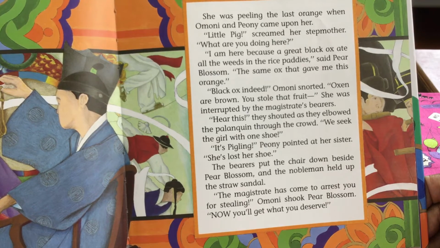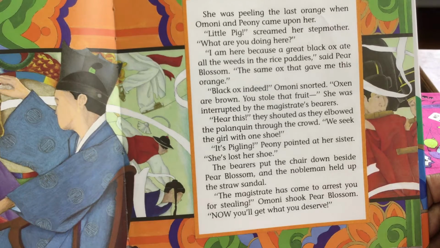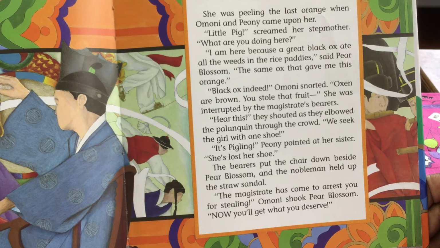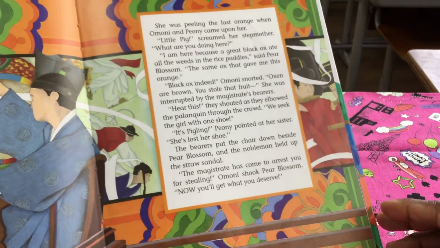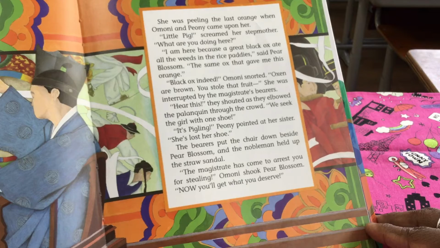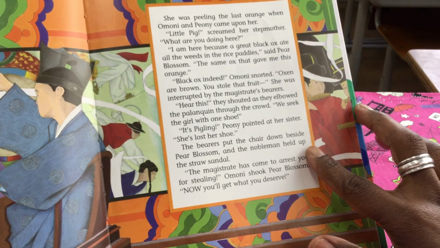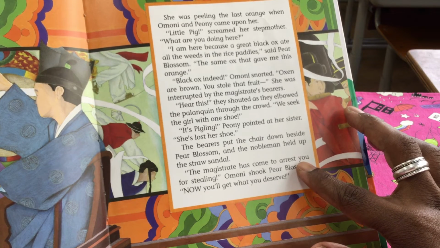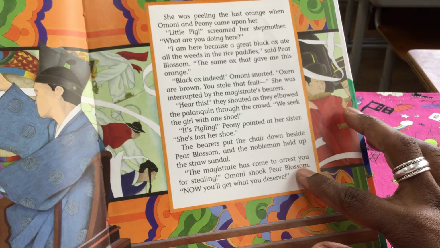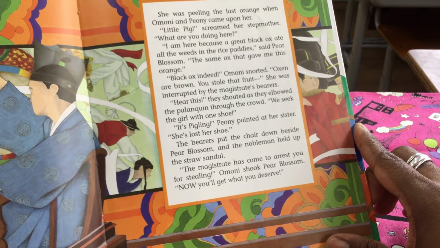"Hear this!" they shouted as they elbowed the palanquin through the crowd. "We seek the girl with one shoe." "It's Pigling!" Peony pointed at her sister. "She's lost her shoe." The bearers put the chair down beside Pear Blossom, and the nobleman held up the straw sandal. "The magistrate has come to arrest you for stealing." Omoni shook Pear Blossom. "Now you'll get what you deserve."